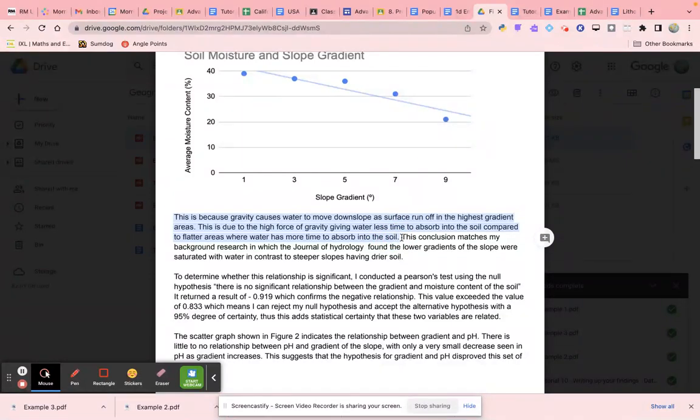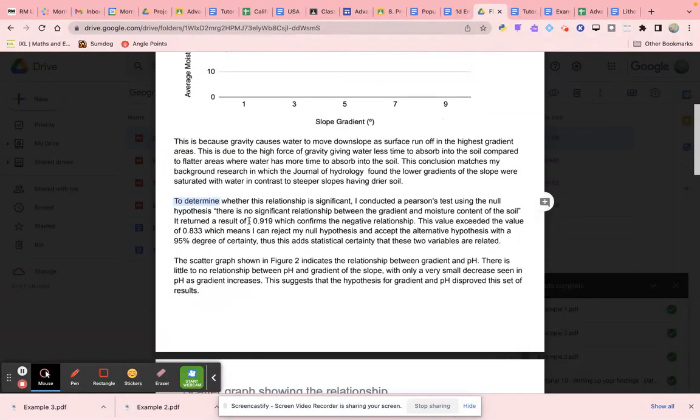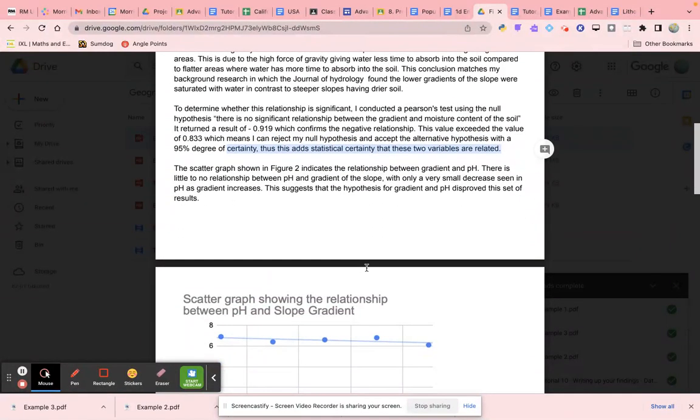And they've got a mini conclusion linked to the background research. So this conclusion matches my background research, and they're actually making that link. And they're being explicit. They're telling me about the link. The student here then does a statistical test to test the relationship. They report the result in the way that they should report a result because they've done a Pearson test. They tell us that they're rejecting the null hypothesis. And they tell us that this is important because it adds statistical certainty about the relationship between these two variables.